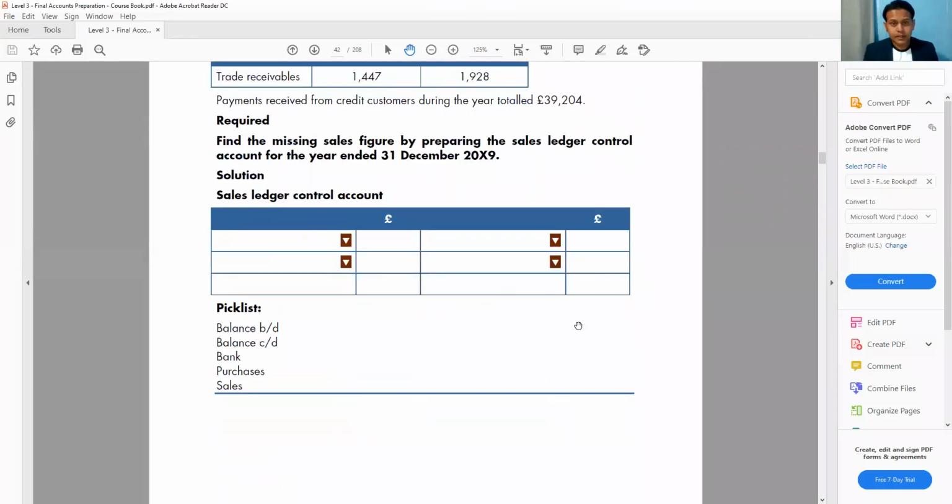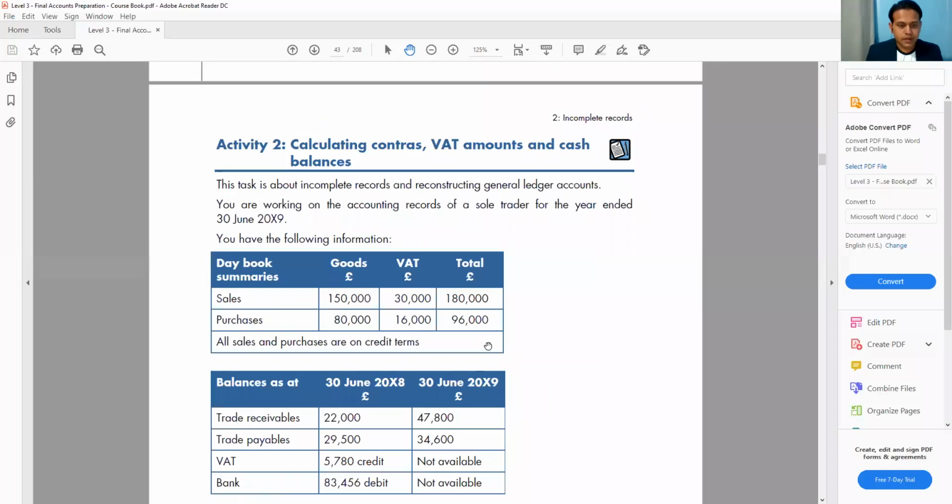All right, welcome back. Let's move on to our next activity. Let's try to do what we have here. Activity number 2. Here we can see they're asking us to calculate the contra, the VAT amount, and the cash balance. So they're asking for three things: the contra, the cash balance and the VAT amount.